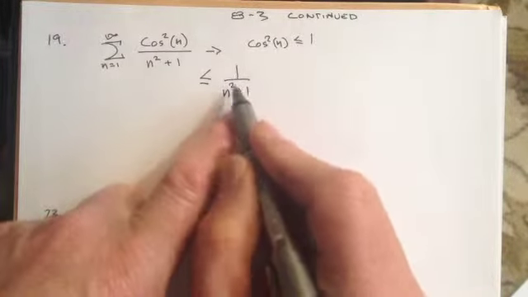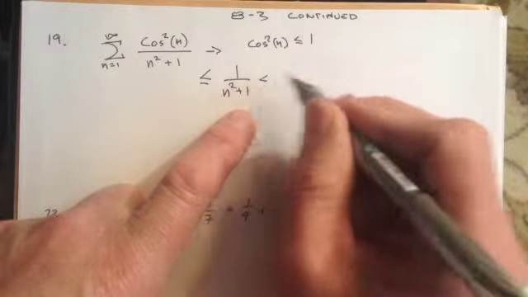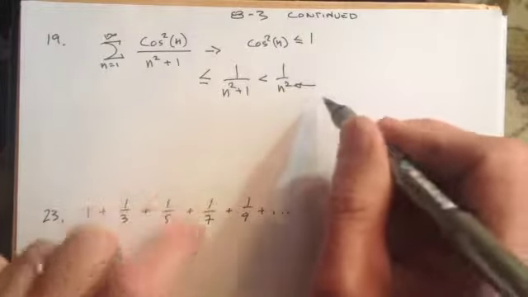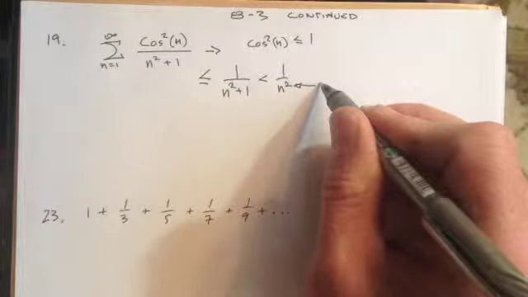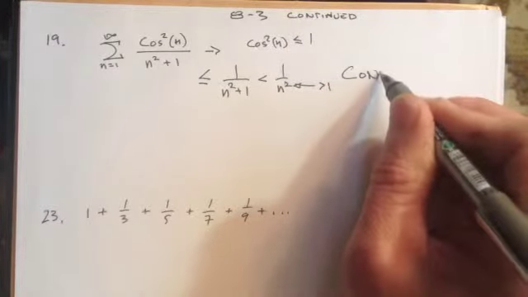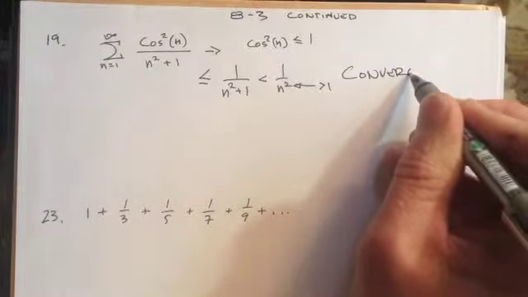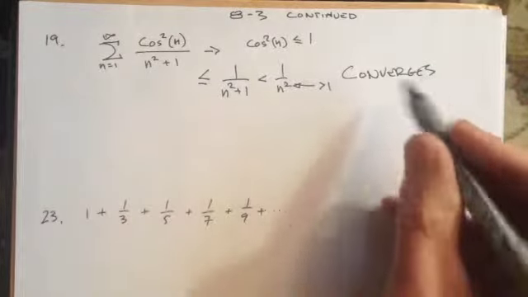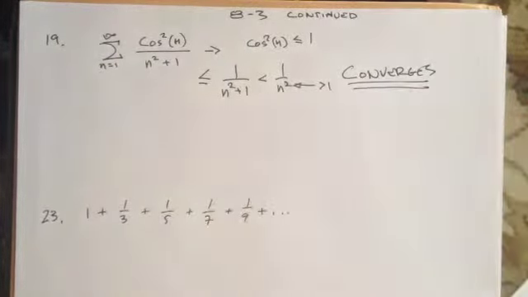By adding 1 to the denominator of something, you make it smaller. So I know it's going to be smaller than 1 over n squared. Well, that's just a p-series, and that is greater than 1. So this converges, because in the p-series we want that exponent to be bigger than 1, and 2 is, so it converges.